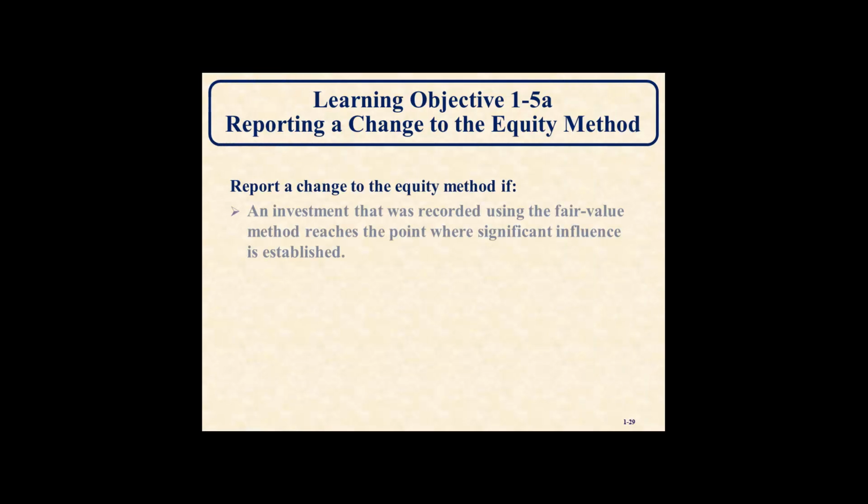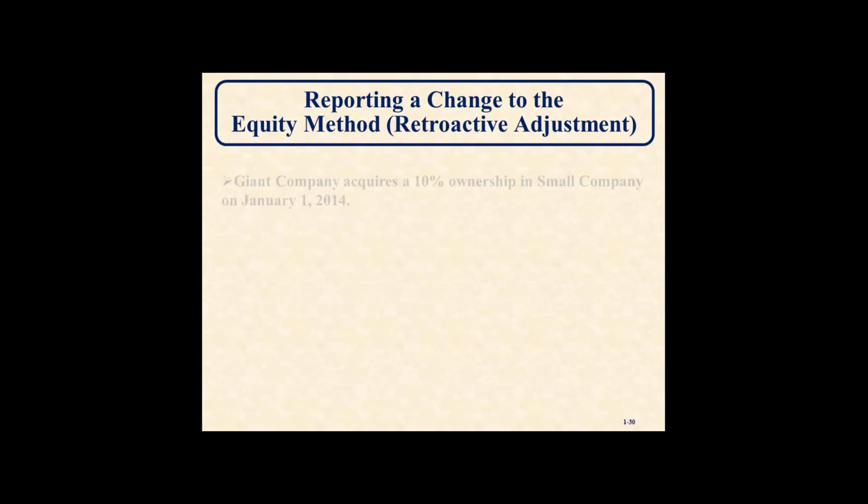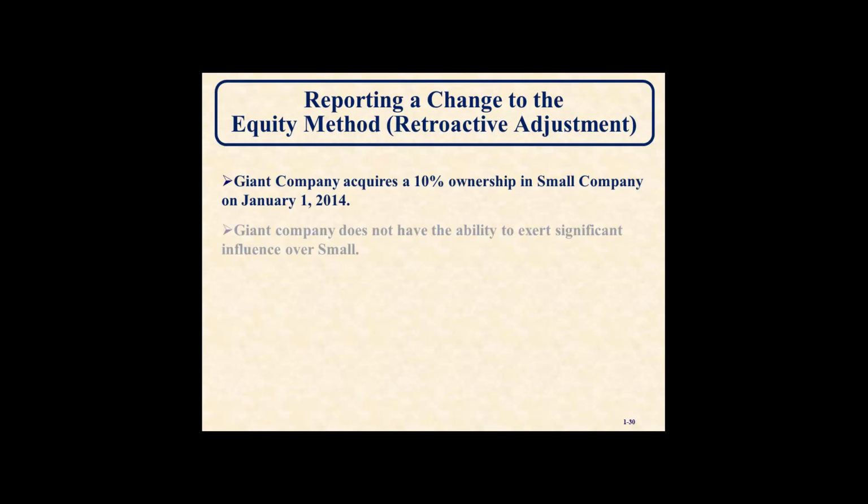To report a change to the equity method, if an investment that was recorded at fair value reaches a point where significant influence is established, all accounts are restated retroactively so the investor's financial statements appear as if the equity method has been applied since the date of acquisition. So sometimes you own 10% of the stock and then you own 20% of the stock. Now that's changed, so you would retroactively make the financial statements appear as though the equity method had been applied the whole time.